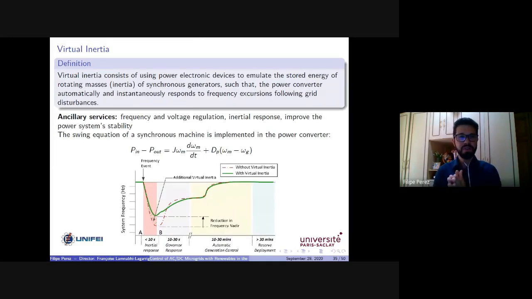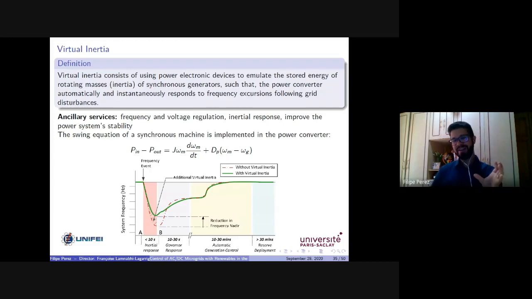And we are proposing to use virtual inertia. Virtual inertia consists of a power electronic device emulating the behavior of a synchronous machine, where we can emulate the energy stored in the rotating mass of synchronous generators, such that a power converter can provide a frequency response and respond to disturbances of the grid.